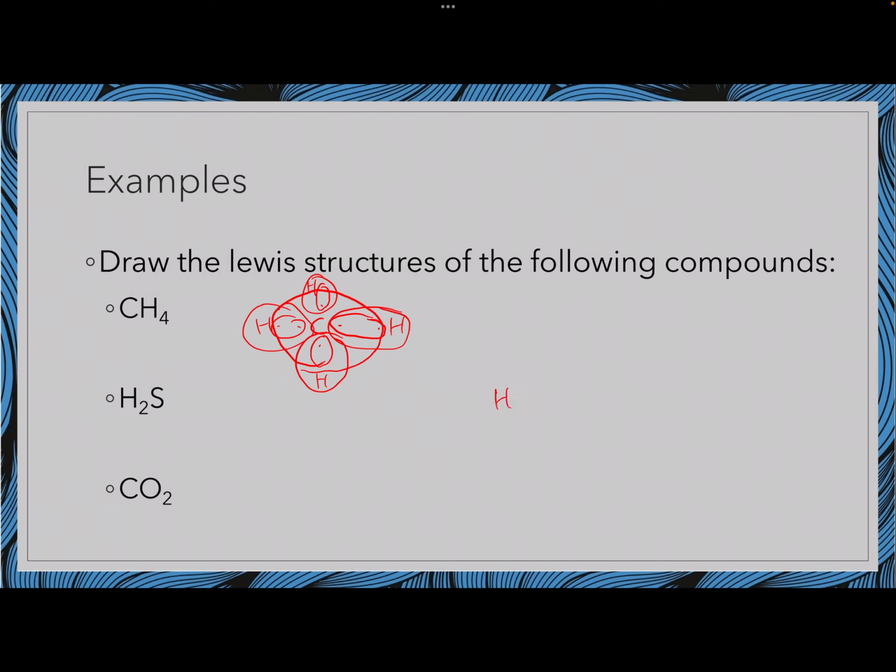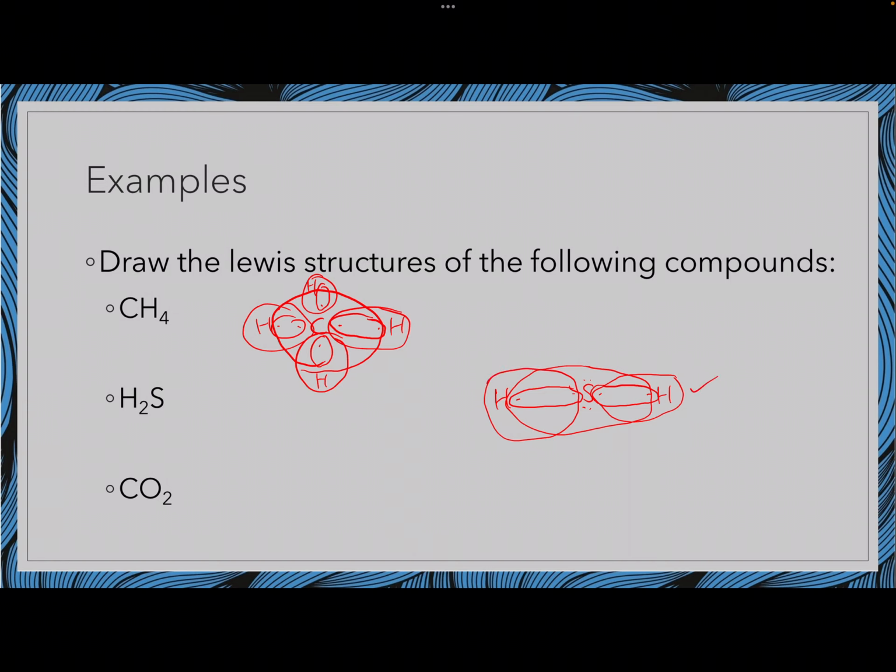H2S, so H, H, S, form bonds like that. Okay, so that's our structure, just double checking. So sulfur has 8, so it's all good. Hydrogen has 2, the other hydrogen has 2, so that one's okay.